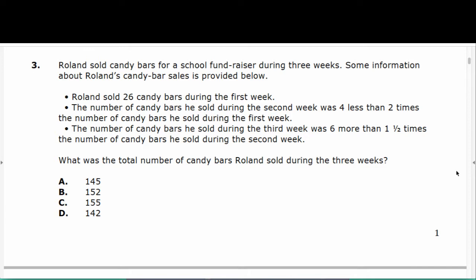Question 3. Roland sold candy bars for a school fundraiser during 3 weeks. Some information about Roland's candy bar sales is provided below. Roland sold 26 candy bars during the first week. The number of candy bars he sold during the second week was 4 less than 2 times the number of candy bars he sold during the first week. The number of candy bars he sold during the third week was 6 more than 1 and 1/2 times the number of candy bars he sold during the second week. What was the total number of candy bars Roland sold during the 3 weeks?